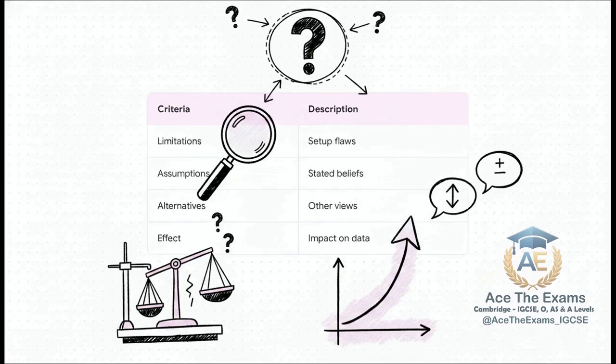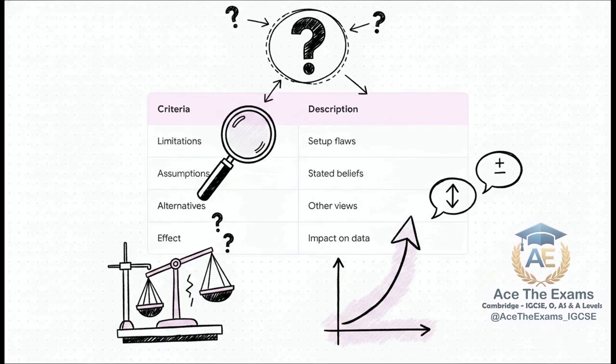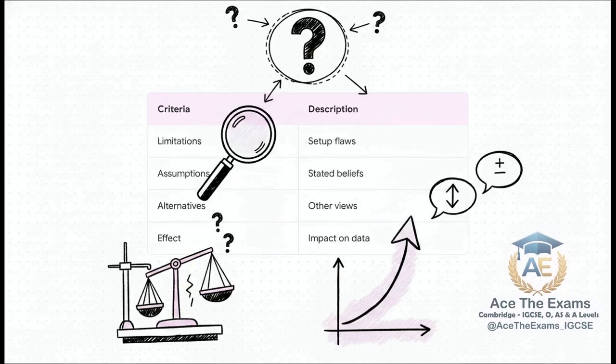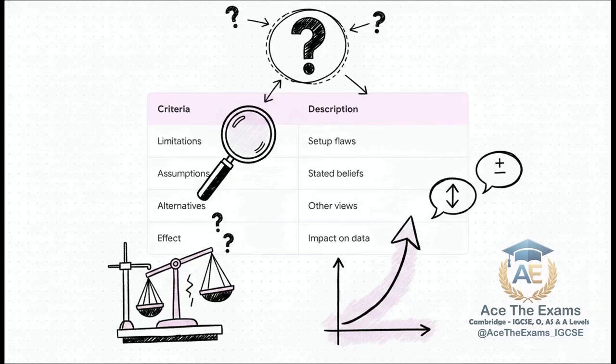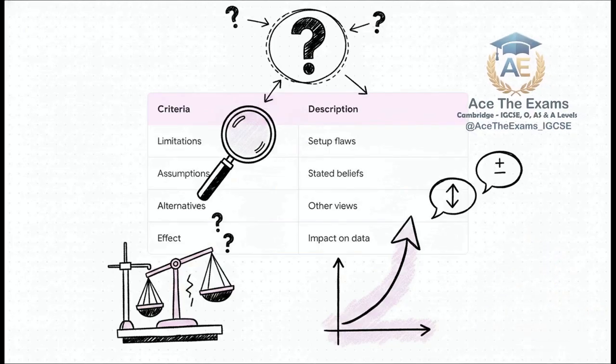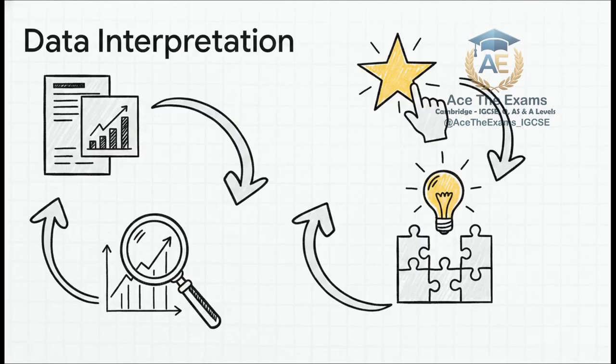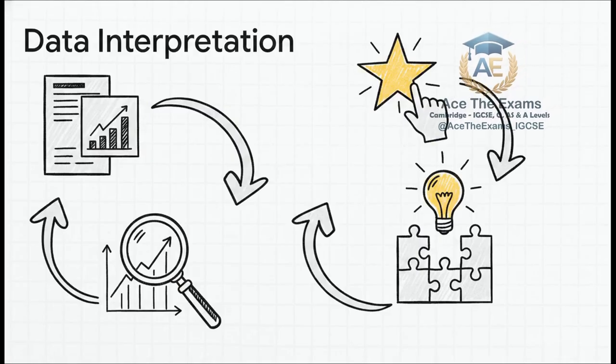You need to be completely open to alternative interpretations of the data. And most importantly, you must explicitly show the effect of these factors on your final conclusions. For example, if your systematic error is high, how exactly does that alter your final recommended value? You have to spell it out. Mastering this kind of data interpretation requires you to execute all of these critical skills seamlessly.